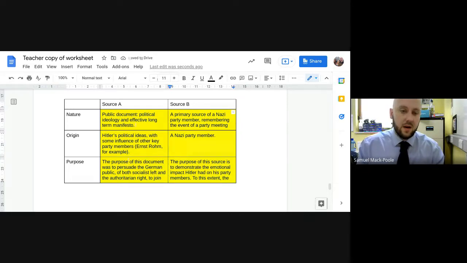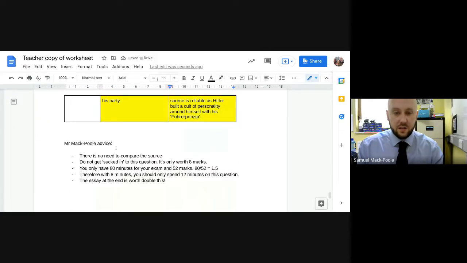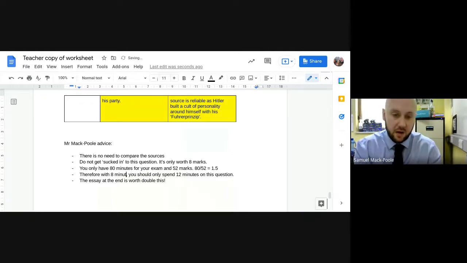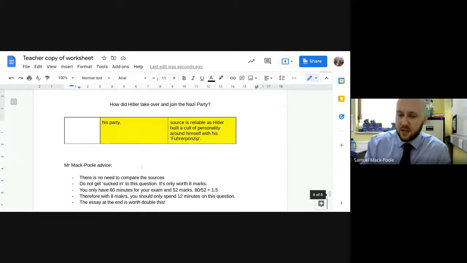Okay, so now how useful are these two sources? Well, actually, here's a bit of advice. You don't have to compare the sources. There's no need to compare those sources. And don't get sucked into this question. It's only worth 8 marks. So you have 80 minutes in your exam and 52 marks. That's a 1.5 ratio there. Therefore, with 8 marks, rather than minutes, you should only spend 12 minutes on this question. And the essay at the end of this exam is worth double this. So please take that into account.